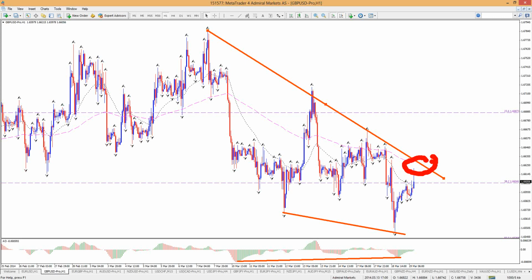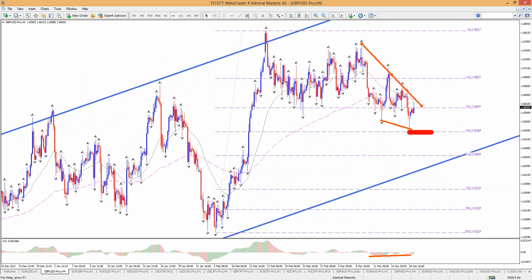Let's see what happens. If it breaks to the upside, I'll be interested. If it breaks the 50 fib, well, then it's definitely becoming bearish. Maybe there's some potential to short it down to the 61.8. Whether I will do that really depends on what happens.